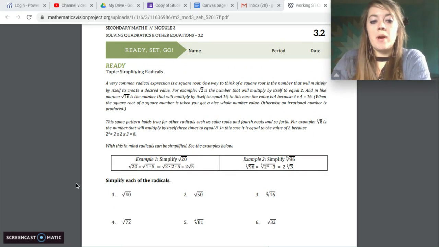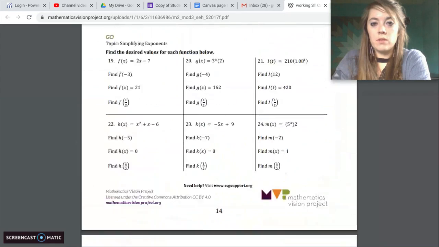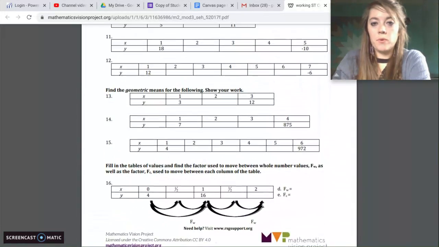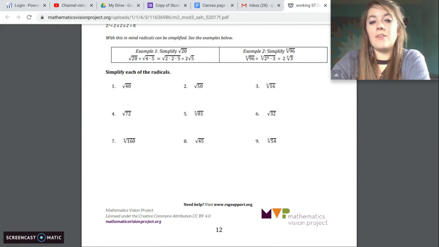So for this first part, we're looking at simplifying each of the radicals. Whoops, where is this going? Sorry, I don't know what the computer just did. Anyways, we are looking at simplifying the radicals.